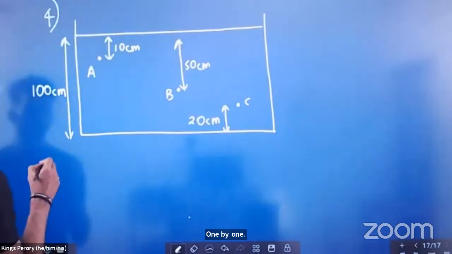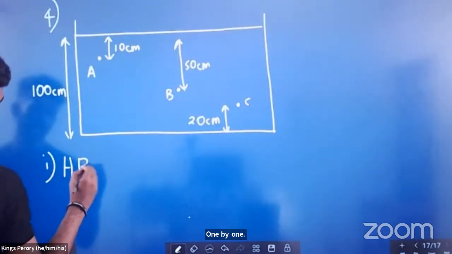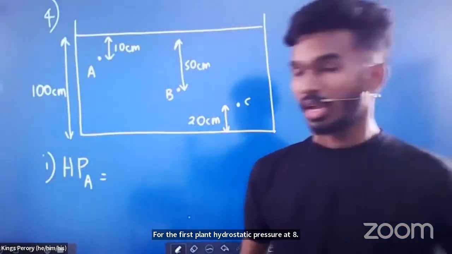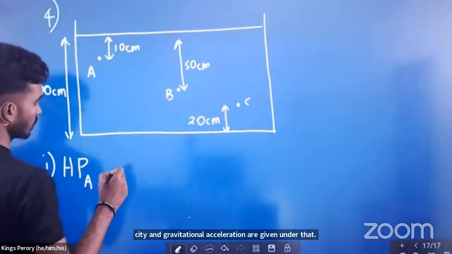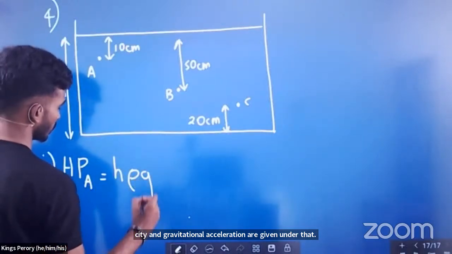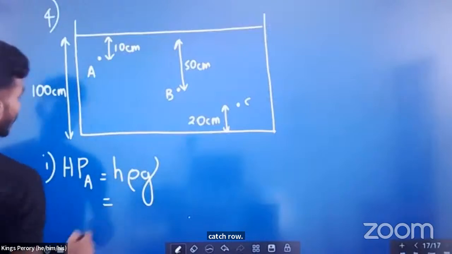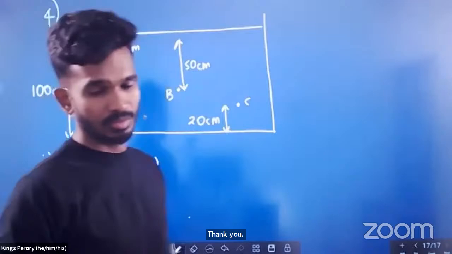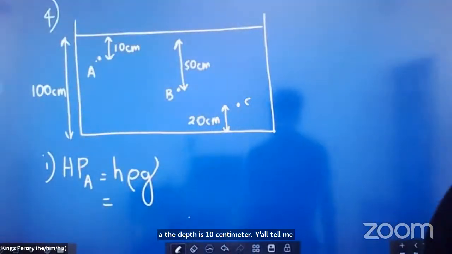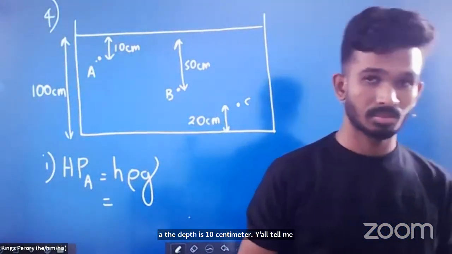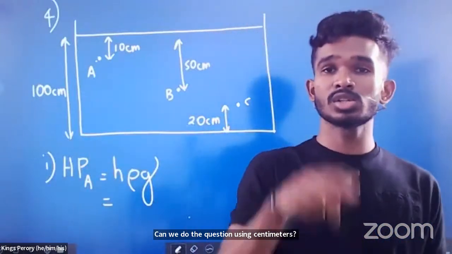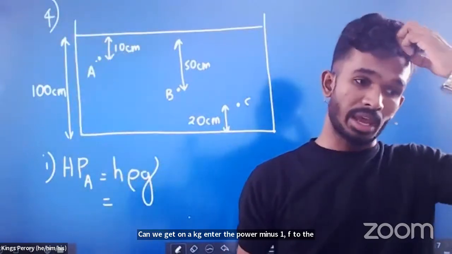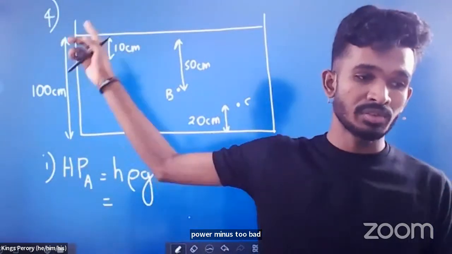First, hydrostatic pressure at A. Density and gravitational acceleration are given. Hydrostatic pressure at A is equal to H rho G. At A, the depth is 10 centimeter. Can we do the question using centimeters? No, everything should be in meters, so you convert centimeter to meters.